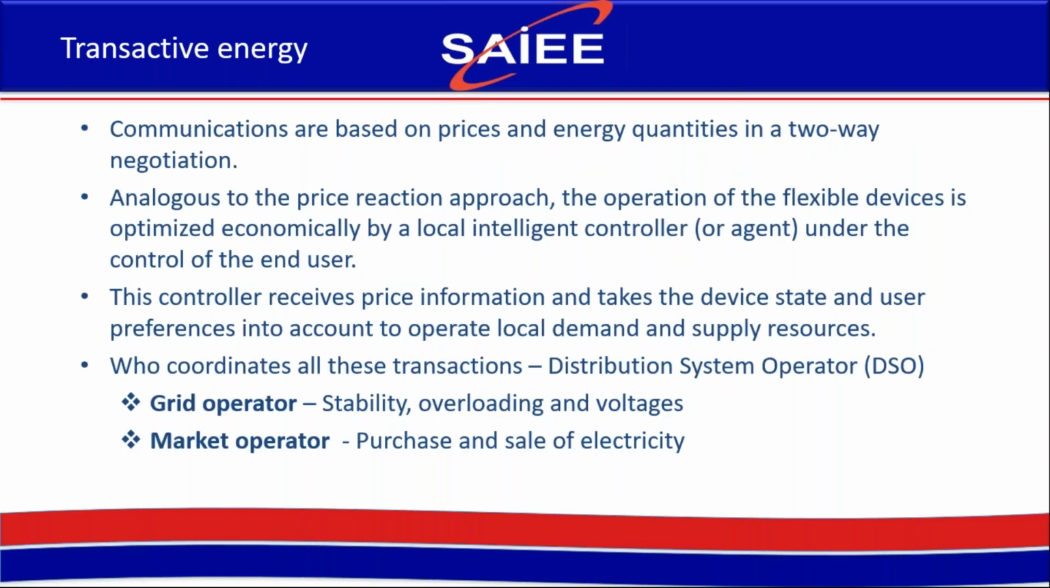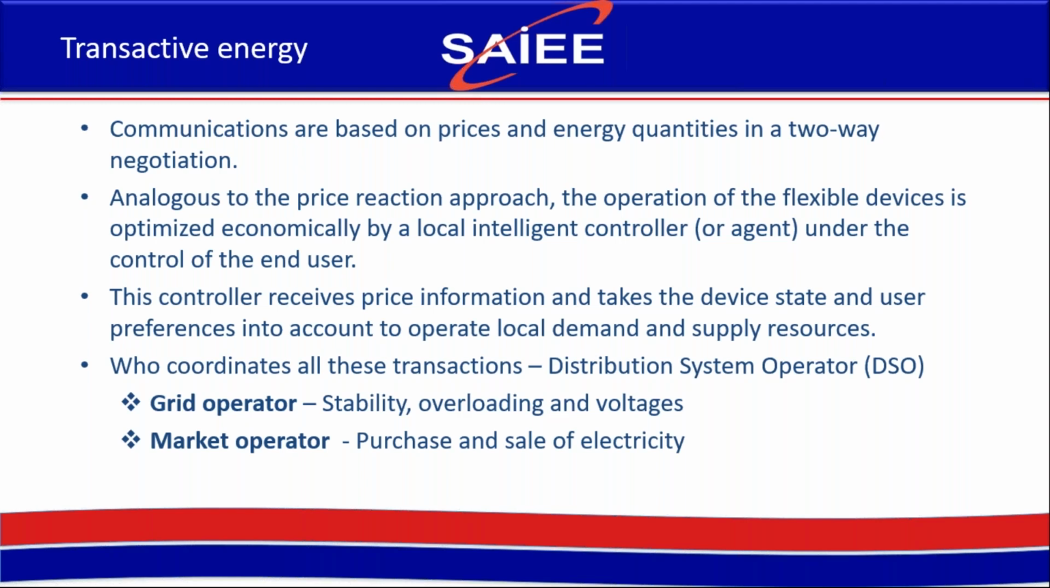The communications between these are based on the price and energy quantity in a two-way negotiation. So you send a price signal that, okay, I want so much power and I'm willing to pay so much, and there will be takers. Some people will take, and then you get that power. So it's always a two-way communication between the consumers. And we will show later on, because people will worry, how do we communicate? But we'll show how we communicate among us.